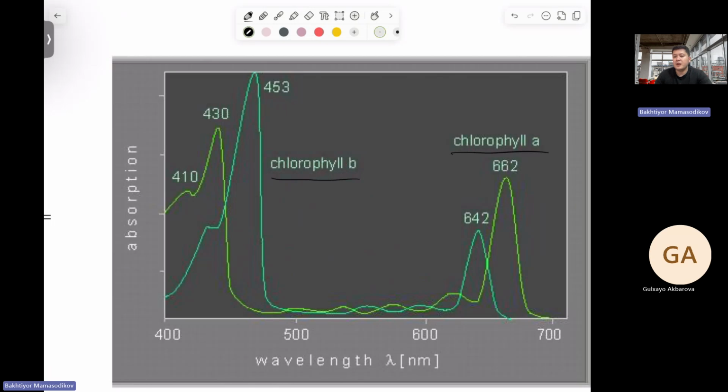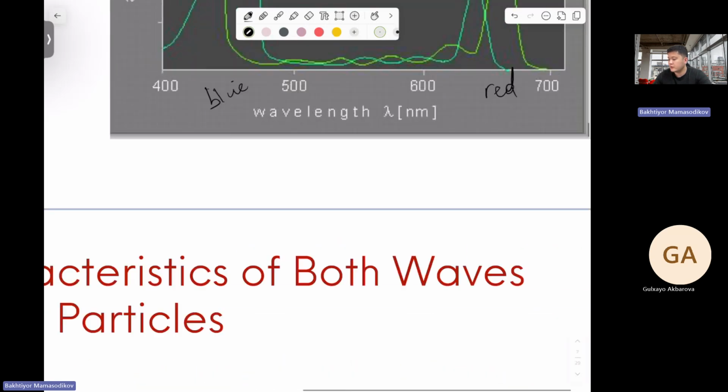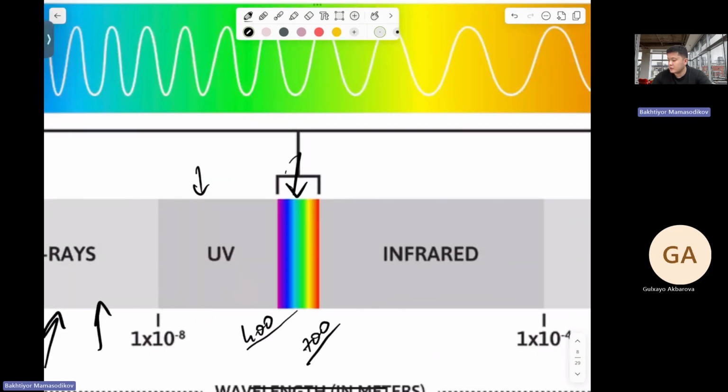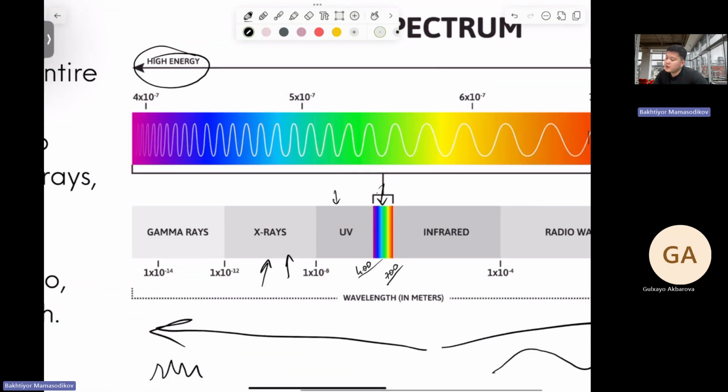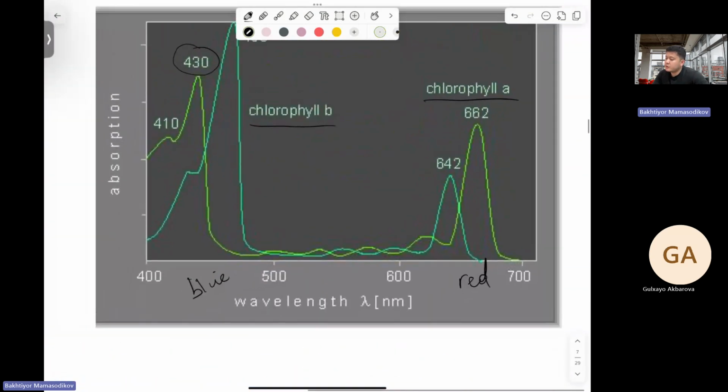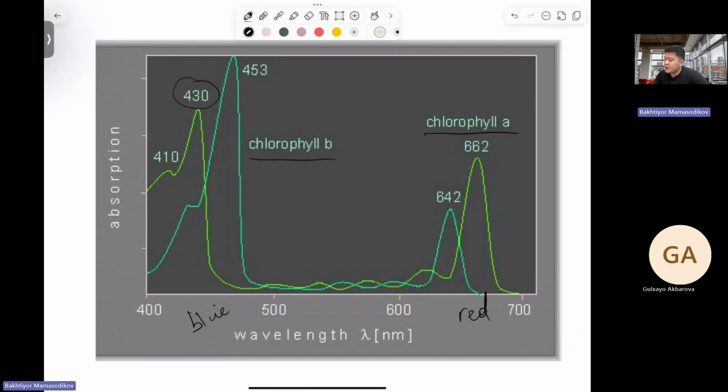Chlorophyll A, the peak absorption is between 430 and 453. Okay, 430 for the blue one, the peak absorption. This is the blue color here, and this is the red color, blue and red. Why? Because as you can see, what is closer to 400 will be blue, and what is closer to 700 nanometers will be red. The peak absorption of chlorophyll A will be 430 for the blue one, and 662 for the red one. Okay, this is the main pigment.